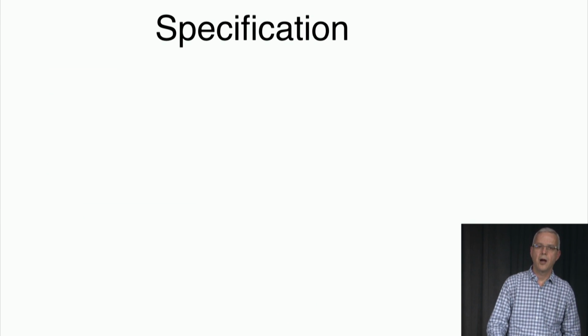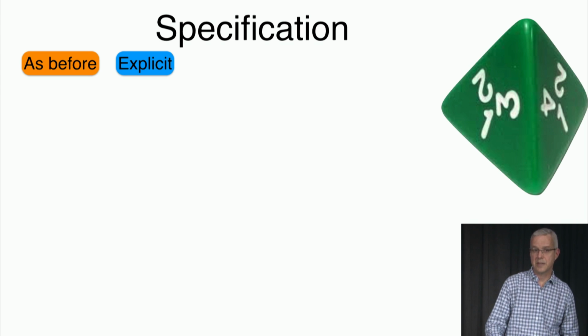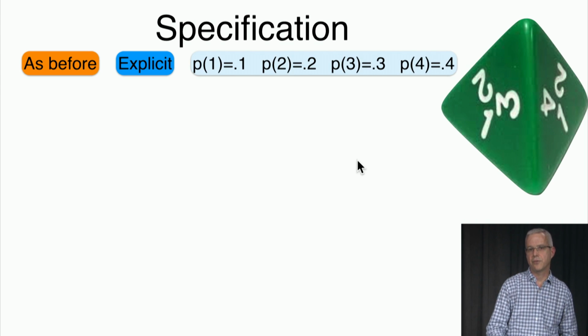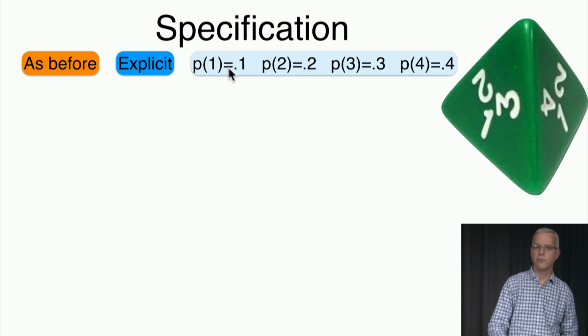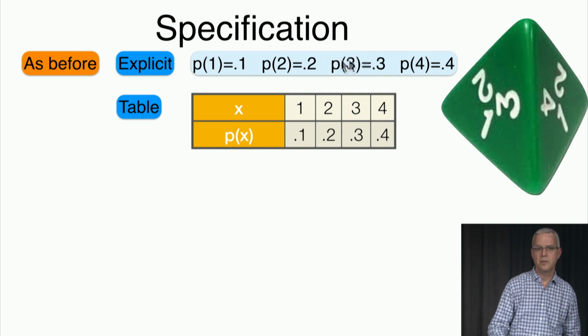Now, if you want to specify the random variable, we have a few ways to do it. We have the ways that we have seen before. For example, we can do it explicitly. As we've done for the tetrahedral die, you can say that the probability of 1 is 0.1, the probability of 2 is 0.2, 0.3, and 0.4. So we did it explicitly. We can also write it as a table, where we write x and px like that.